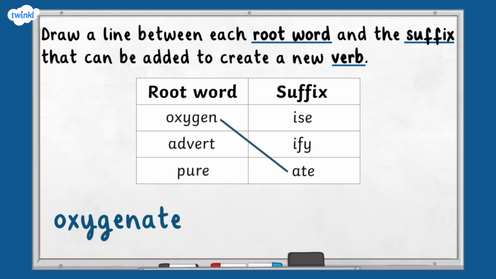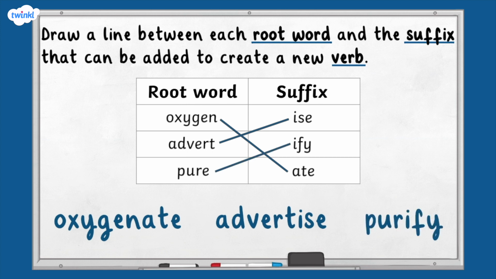Now we only have two options to choose from. Advert can be matched to "ise" to create advertise. Leaving pure to match with "ify" to create purify. We have created new verbs that sound right when we read them aloud. Well done if you spotted those.